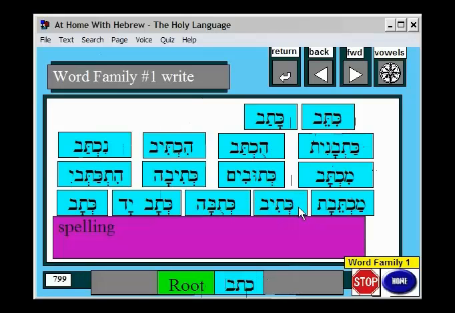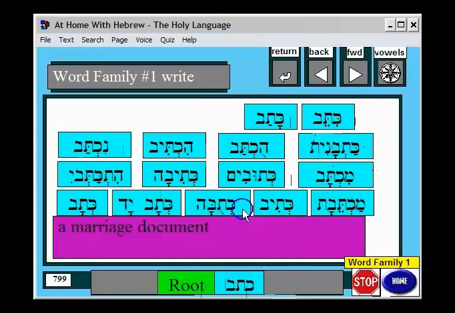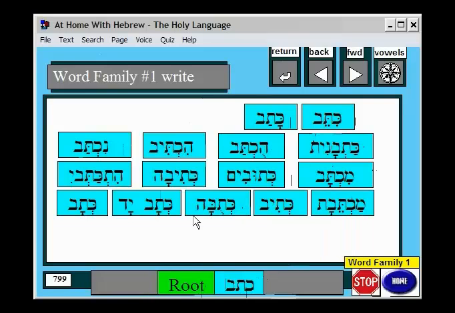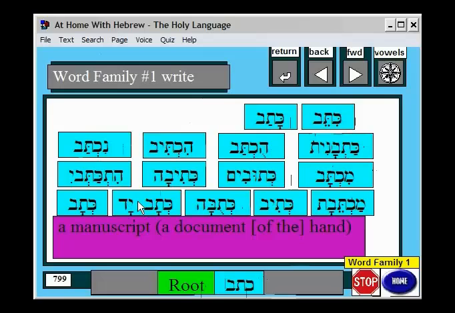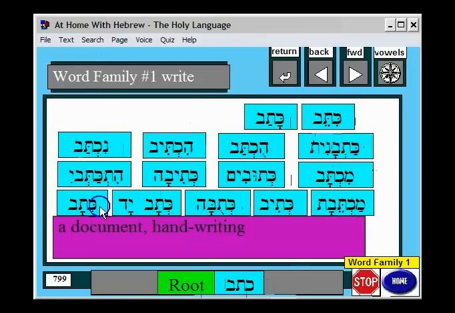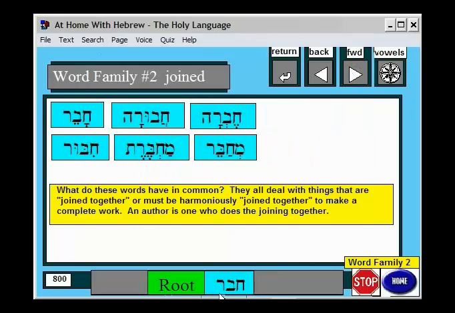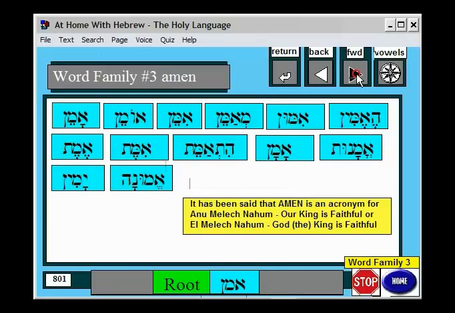Here's another one. Ketiv. That's the spelling. Ketuva. A marriage document, which is a written, kind of like a contract between two people. Ketav Yad. A manuscript, which is something that was written by hand. Yad means hand. Katav. And that's a document. So anyway, there's several screens here where you have one root word and then you have various words related to it.